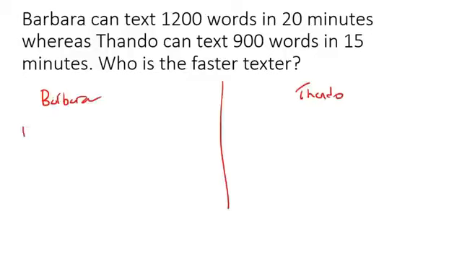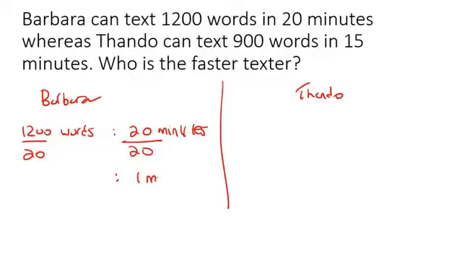And what you do is you say 1,200 words, 20 minutes. So what you're going to do is you want to see how many words Barbara can do in 1 minute. So we need to make this become 1 minute. So we divide by 20. What you do to the one side, you do to the other. So we have 1 minute. And if you type this on the calculator, I think that'll be 60 words. So that means Barbara can do 60 words per minute.